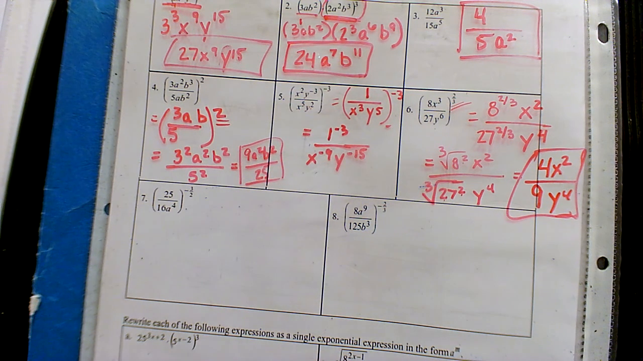4x squared plus y to the negative 4. Mistakes bring out the minus 1 and 4 is the same.